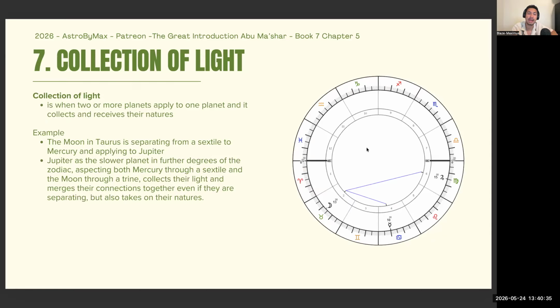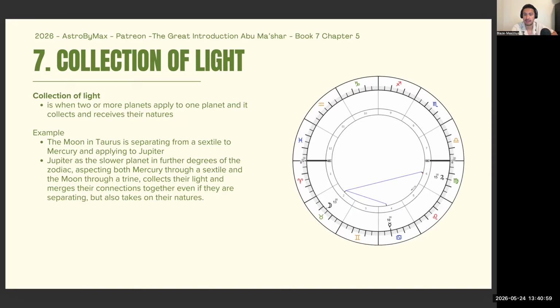The example we have here is the moon in Taurus separating from a sextile to Mercury and applying to Jupiter. And Jupiter, as the slow planet in further degrees of the zodiac, aspects both Mercury through a sextile and the moon through a trine, and it collects their light and merges their connections together, even if they're separating, but also takes on their natures.